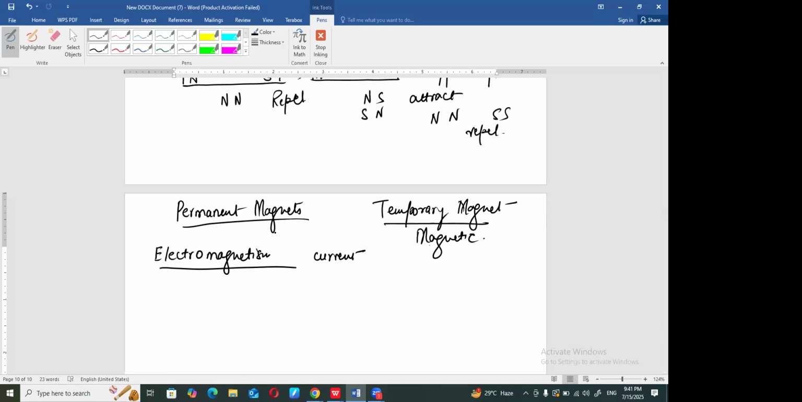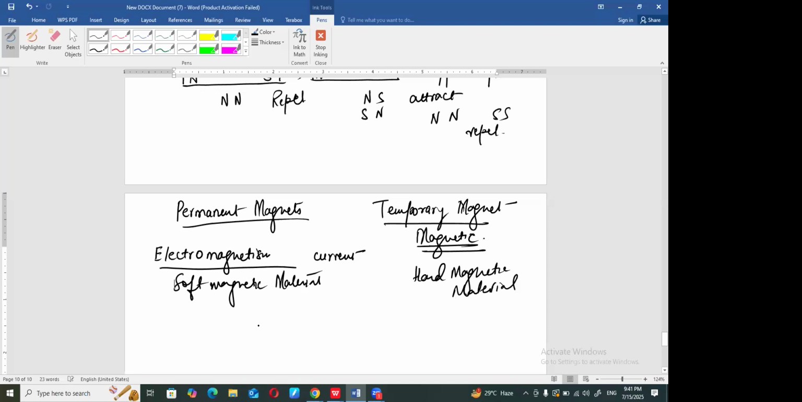And those magnetic materials which turn into magnets due to electricity are called electromagnets. Now, as far as magnetic materials are concerned, there are two divisions. One is called a soft magnetic material, and one is called a hard magnetic material.